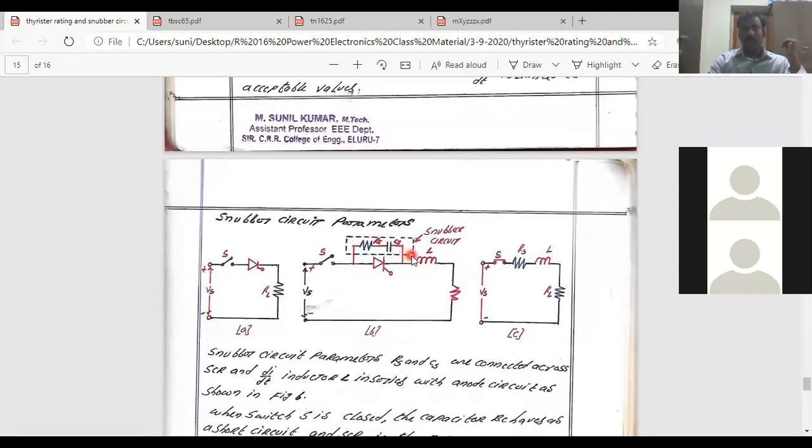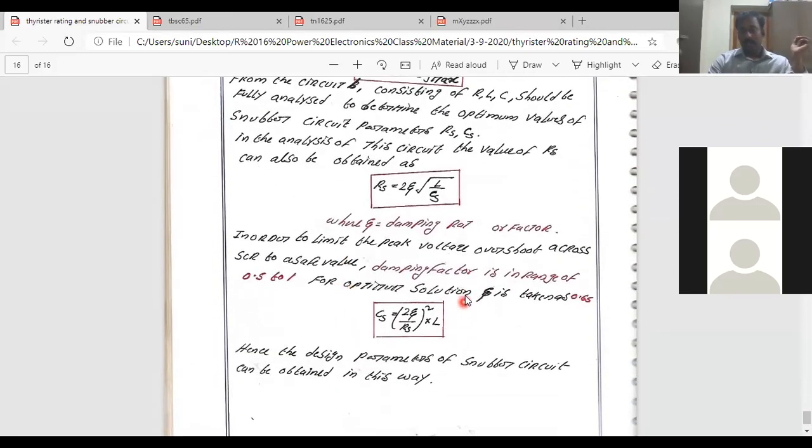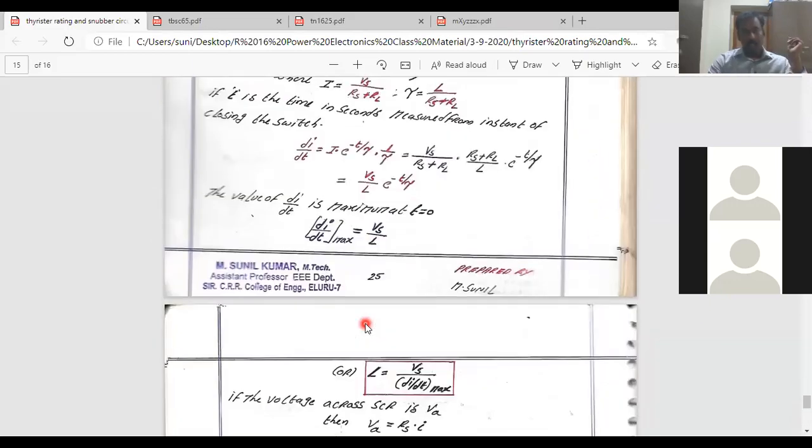Okay, so here we need to consider how to choose the inductance value, the capacitance value, and this resistance value. What is the purpose of this resistor here? That we will consider in the next session, and how to choose the values of those.